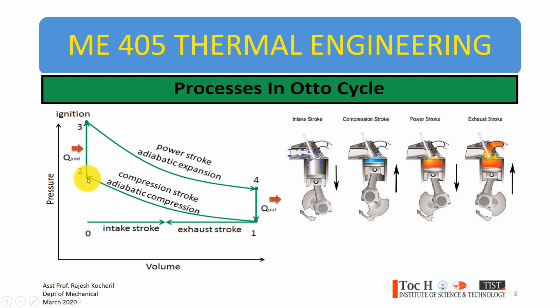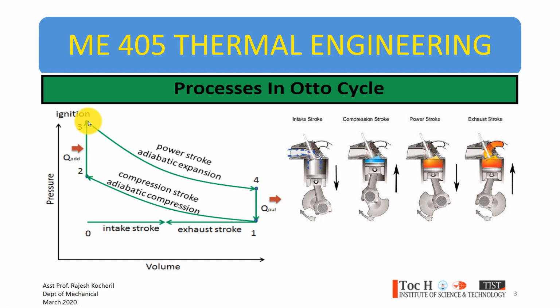2. In this process, the volume is reduced, and when it reaches point 2, the heat is added, in this case in the form of a spark. So point 2 to 3 is heat addition, and this heat addition takes place at constant volume. When the spark is initiated at point 2, the charge gets ignited.